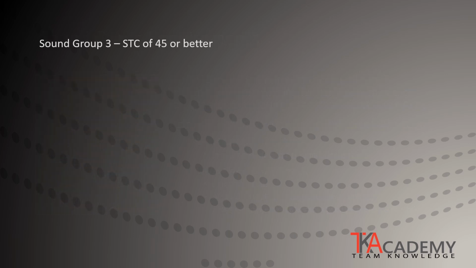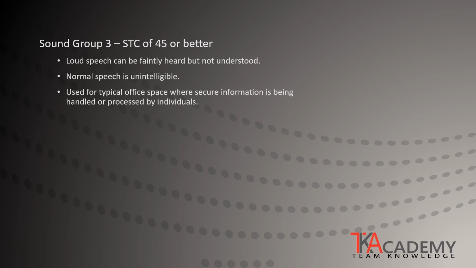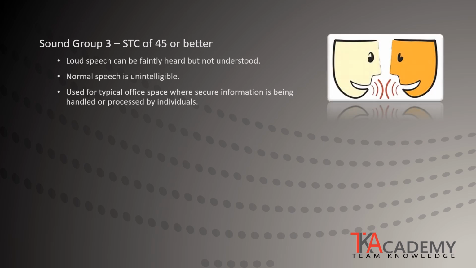Sound Group 3 is to be designed to a Sound Transmission Class, or STC, of 45 or higher. Within this type of assembly, loud speech can be faintly heard but not understandable, while normal speech is unintelligible. This is typical of office spaces where secure information is being handled or processed by individuals.